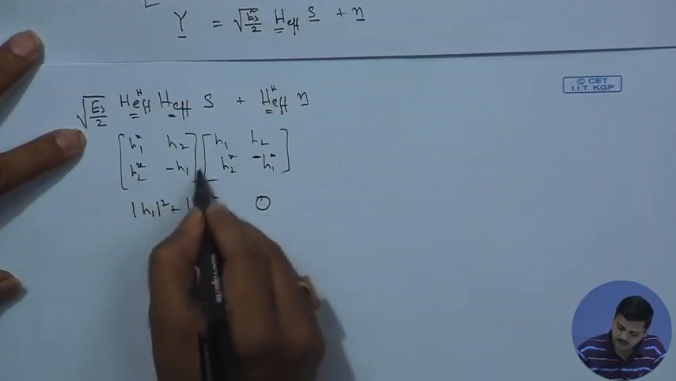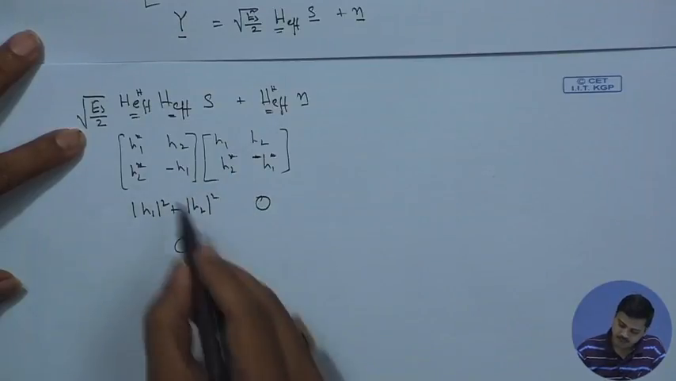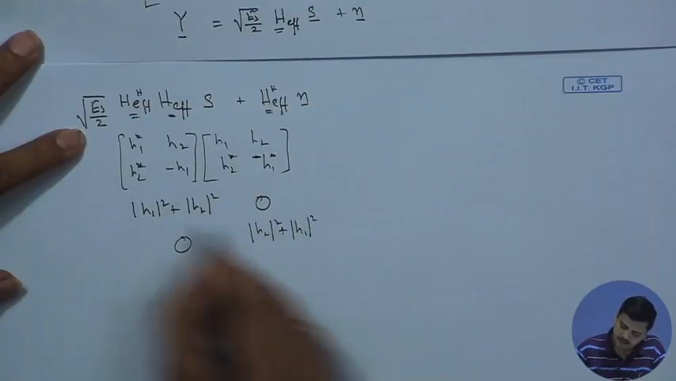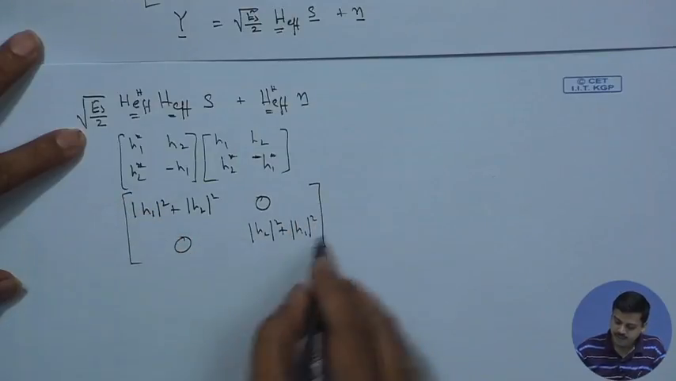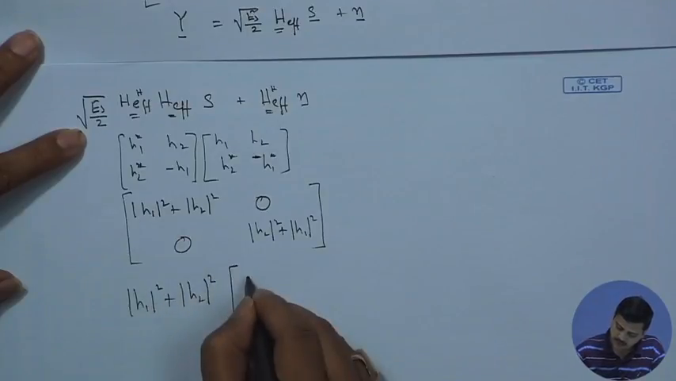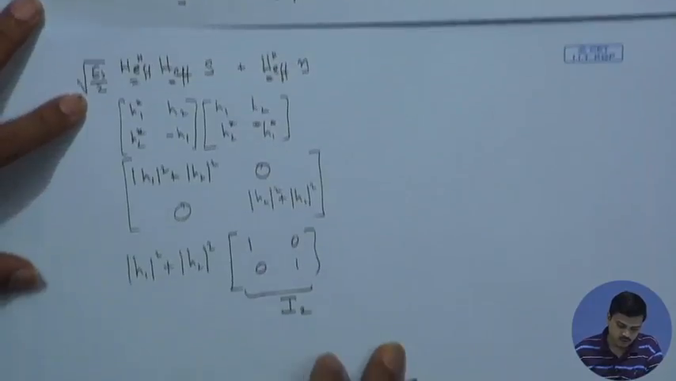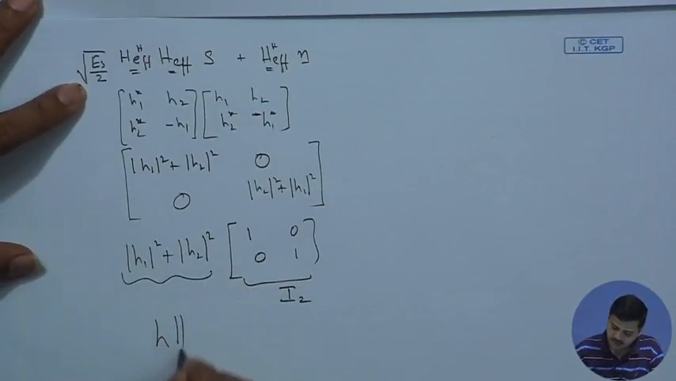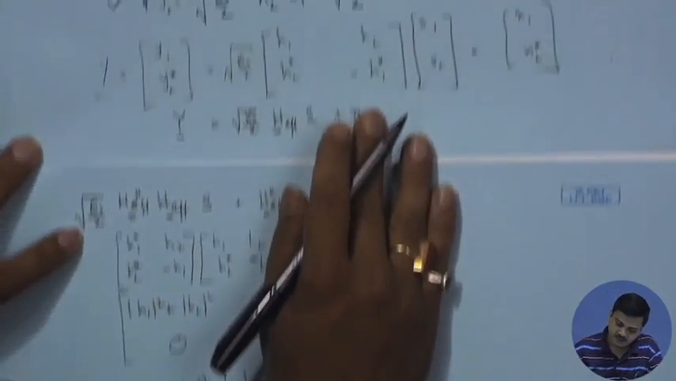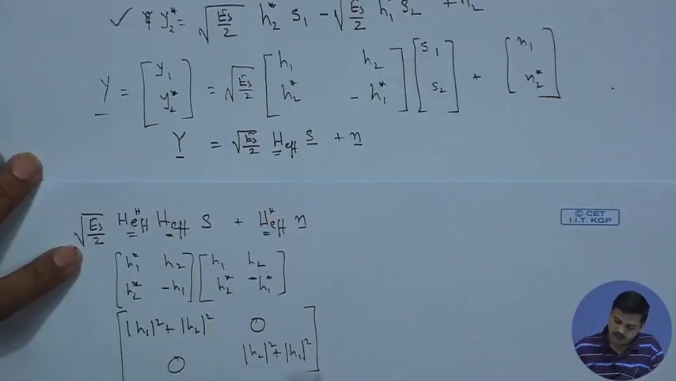So when we take this row times this column, h2 conjugate h1 minus h1 h2 conjugate, so again we get a 0, and we have |h2|² plus |h1|². So what we get effectively is |h1|² plus |h2|² times the matrix 1 0 0 1, which is an identity matrix of size 2. So this is basically ||h||_F² times I. So we can say that the H effective that got created here is an orthogonal matrix, that could have been seen before also, and that's what we are seeing here as well.